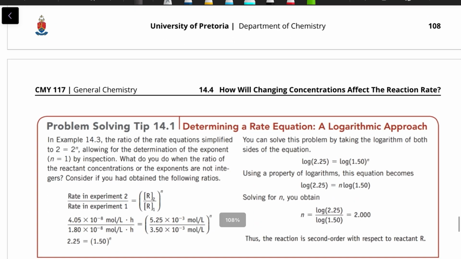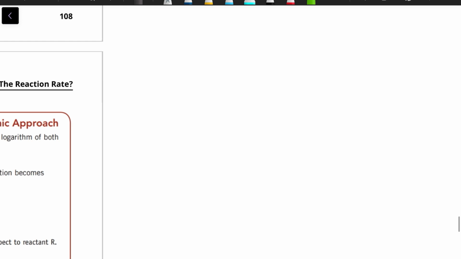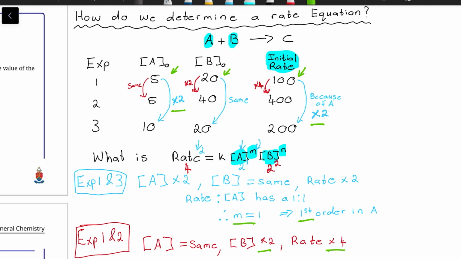There is a proper way of doing it using logarithms, etc., that we will use. And you will solve, for example, for n using logs, and you will get the actual value, meaning 2 and 1, etc., using your logarithms. So you will not eyeball it as I eyeballed it here, so you don't have to worry about that. This is just a way for you to visualize the effect of concentration on initial rate. So this is not an official method of doing problems.